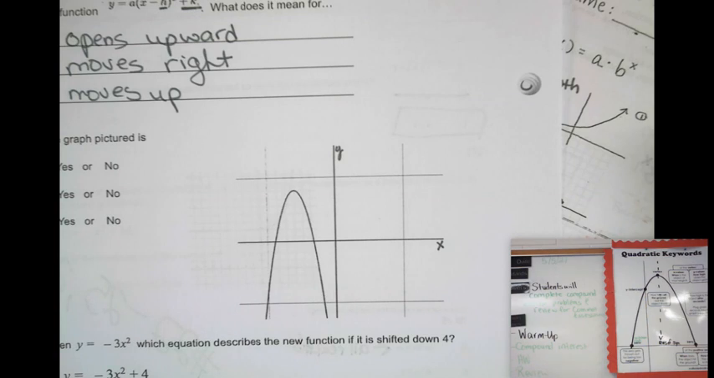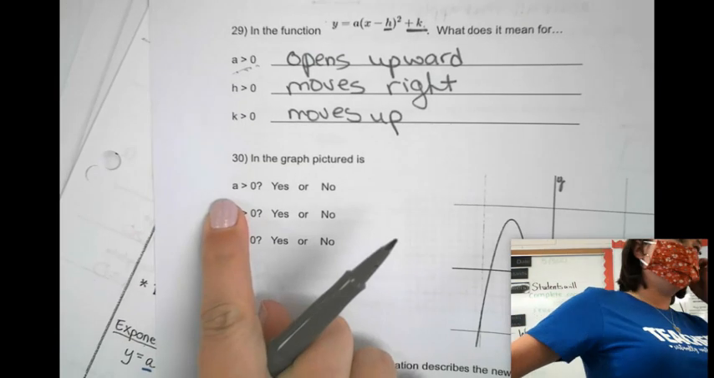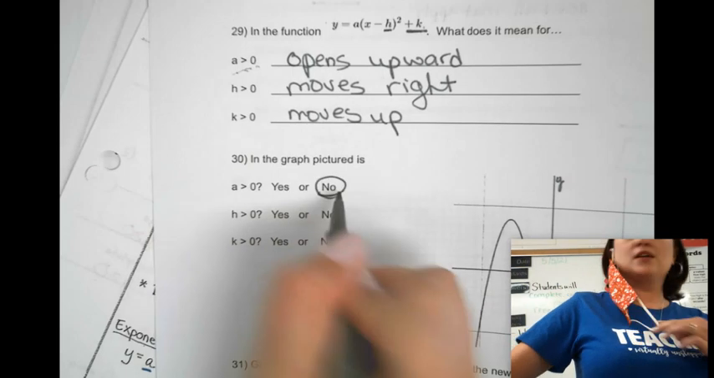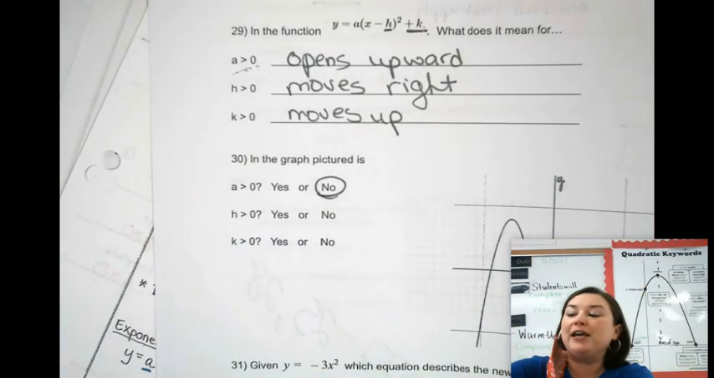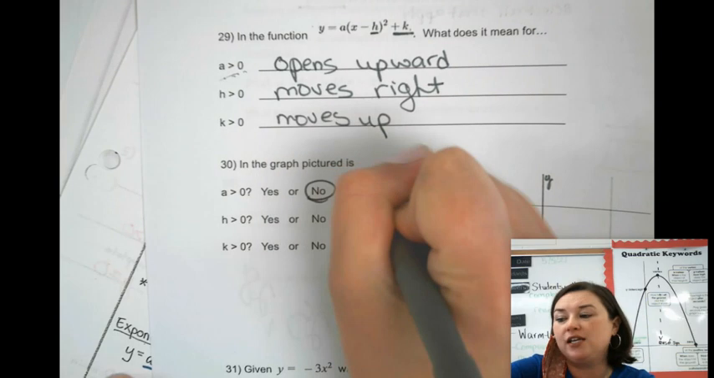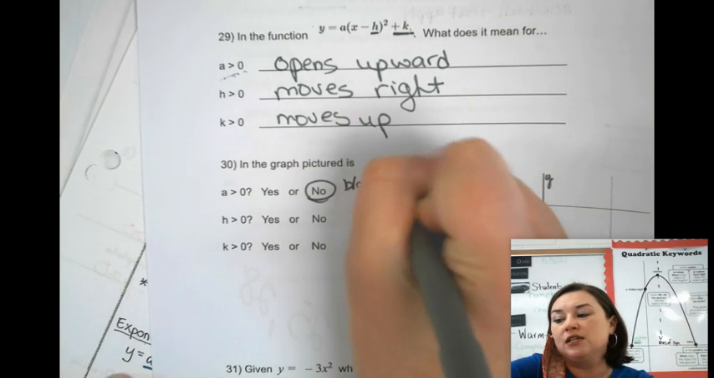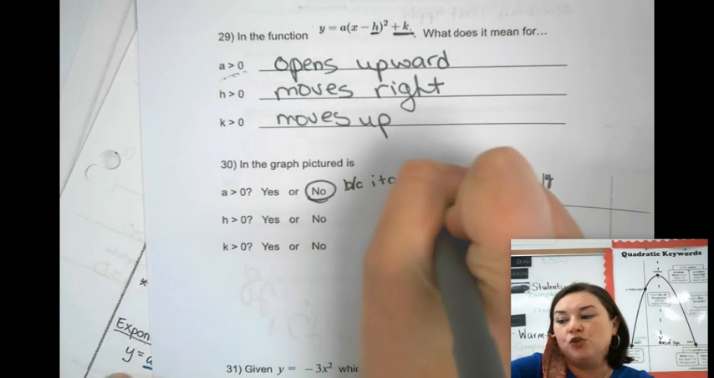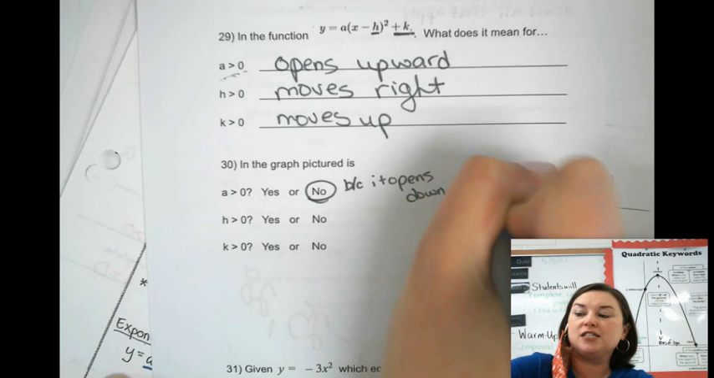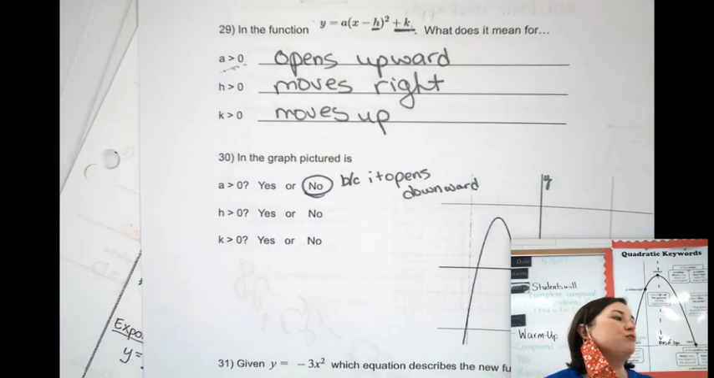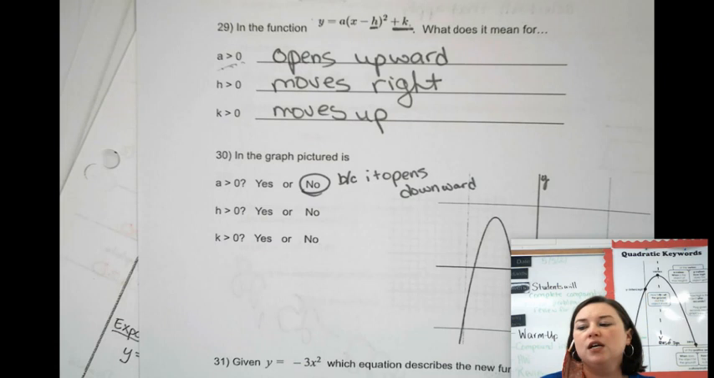All right, so first of all, what does A tell us? If it opens up or if it opens down? Which one does this parabola do? Opens down. So that means A would have to be negative. So is A positive? No, because it opens down. If you need to, make yourself a note because you're going to go back and study. You would not have to put that note on the test, but I just want you to know, if you're looking back at your notes, why we chose no.